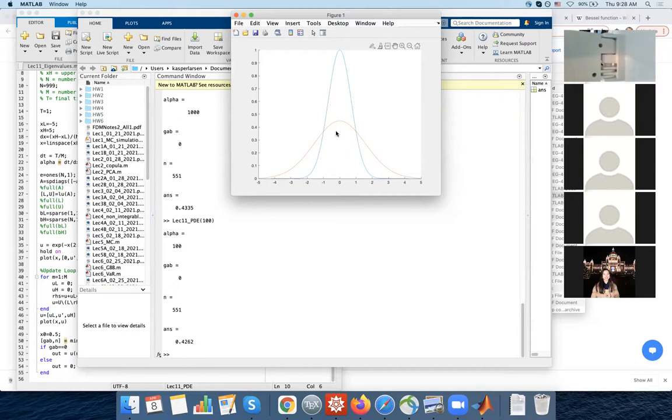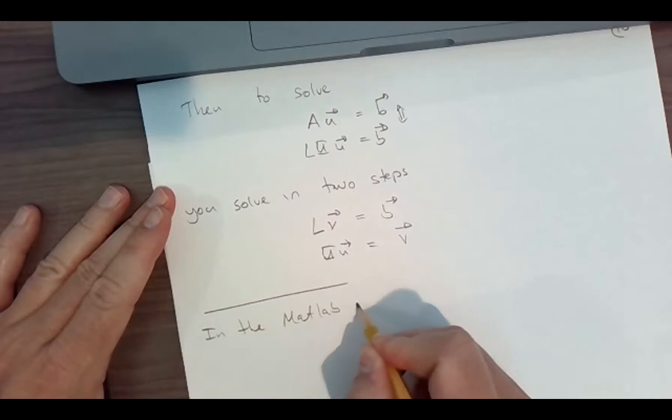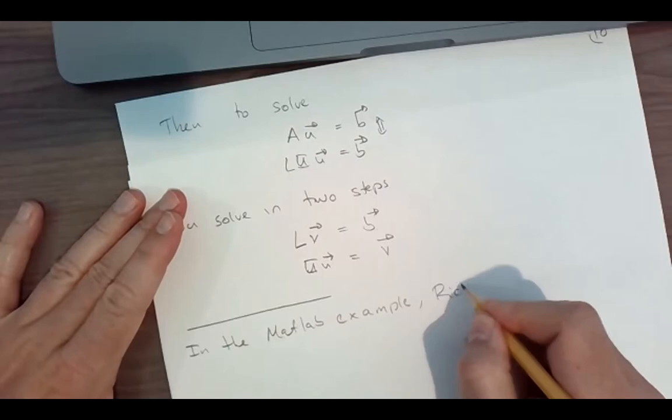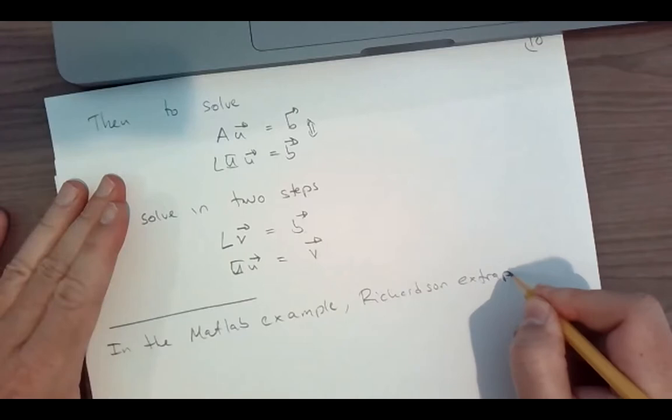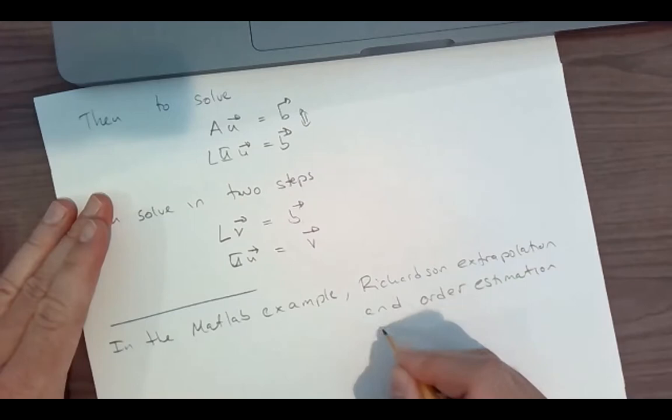I need to make up my mind about which point in the grid I'm going to do the Richardson extrapolation at. I picked a half, so 0.5. Maybe I should write this down on a piece of paper so you can better see what's going on. In the example, Richardson extrapolation and order estimation was done as follows.